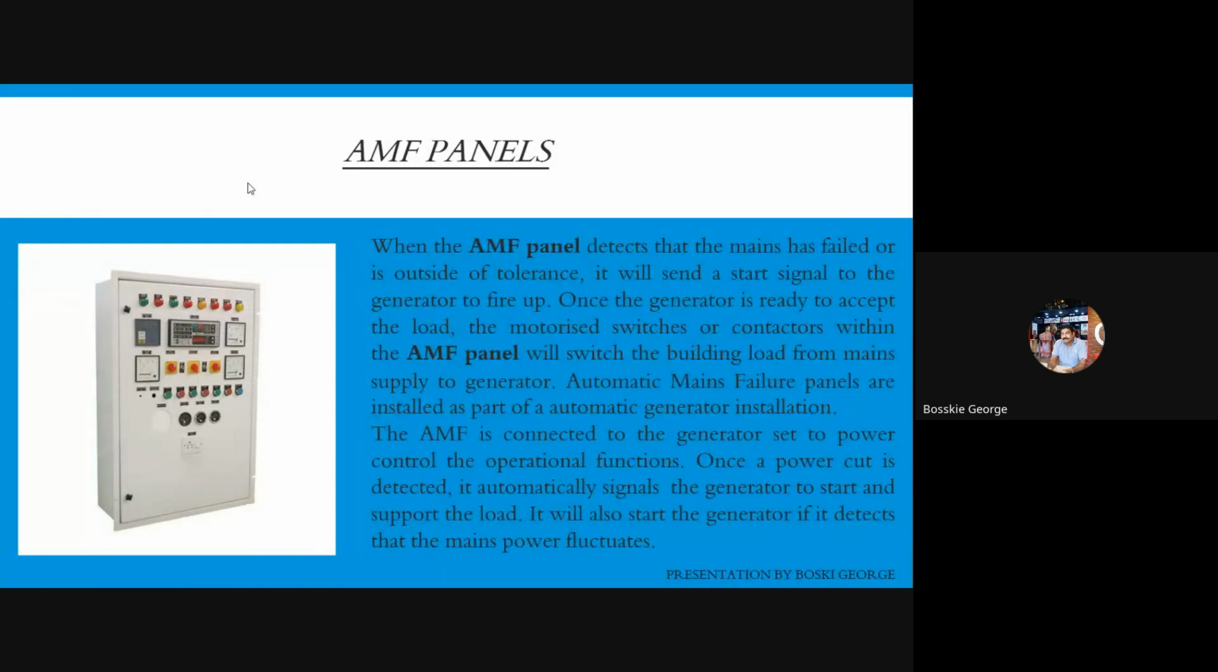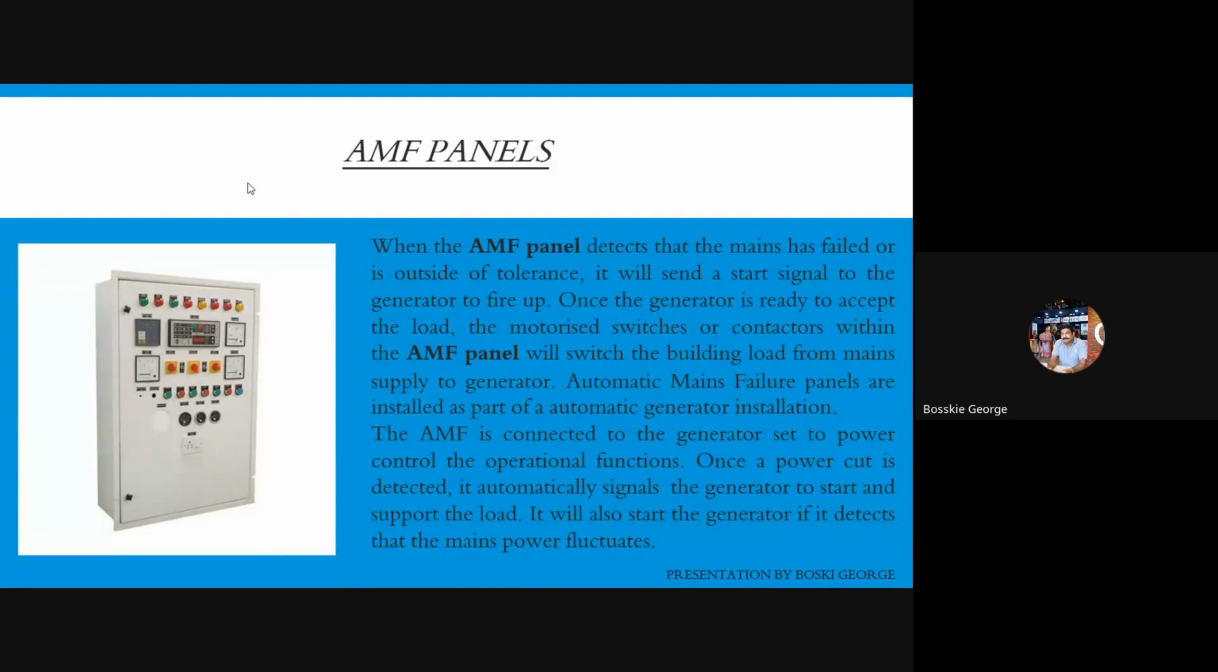automatic mains failure panels. These panels are used to switch on the DG automatically when the main supply goes unhealthy. If the main supply is cut off or going below the range, actually for three-phase supply, if it goes below 380 volts, then automatically the main supply will cut off and DG will start.